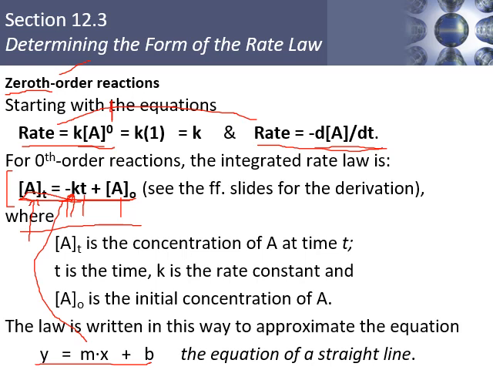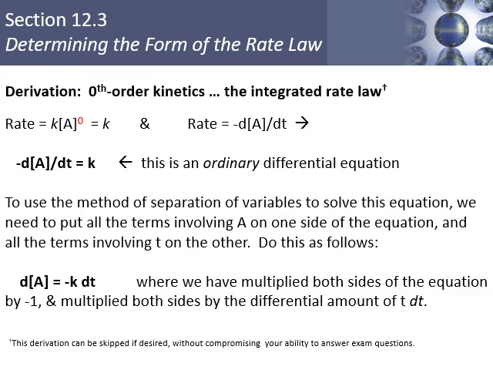Anyway, so for a zero order reaction, this is your integrated rate law: A sub t equals minus kt plus A naught. Okay, and then let's go to the next slide. What I did on this slide, and maybe one or two more you can skip, is I just set this equal to this, and when I did that, I got this, which is a differential equation. It's an ordinary differential equation. You don't have any partial derivatives in here.